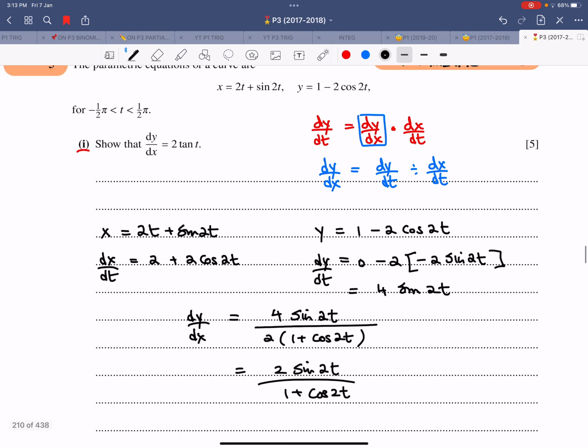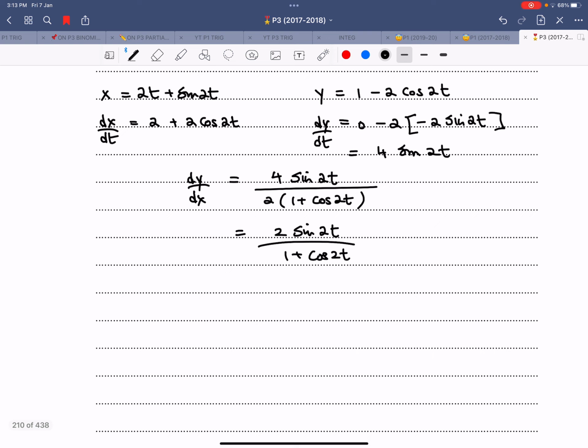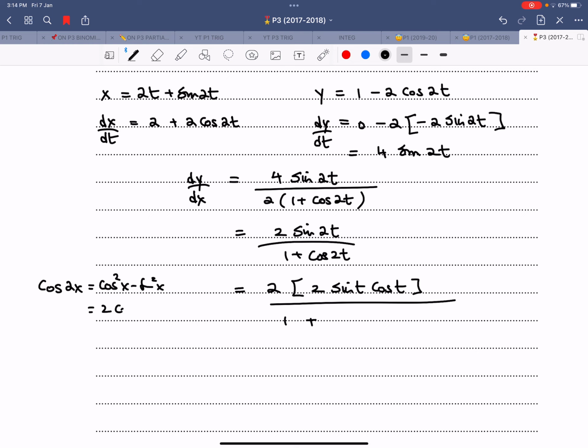Now, it's saying that the answer should be tangent of t. That means what should I use? I should use the double angle formula. So therefore this is 2, this is 2 sine t cosine t. This is 1 plus, there are 3 formats. Cosine 2x is cos square x minus sine square x. That's 2 cos square x minus 1 and 1 minus 2 sine square x.